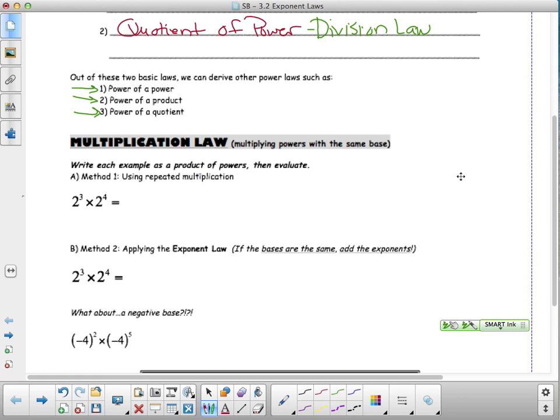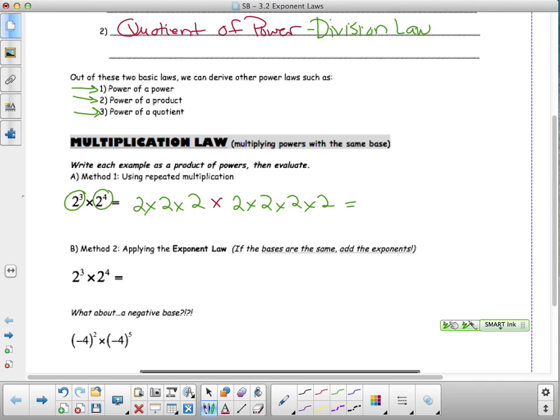Let's just look at two examples here. Let's look at the first one. Method one, using repeated multiplication. If I have 2 to the third power, I know this first number is 2 times 2 times 2. My second number here is 2 to the fourth power. So I still have my multiplication sign here in the center. So it's going to be times, and now I need to continue with four 2's. So it's 2 times 2 times 2 times 2.